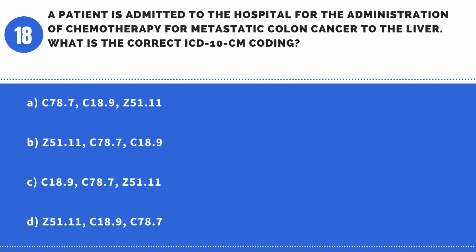Question 18. A patient is admitted to the hospital for the administration of chemotherapy for metastatic colon cancer to the liver. What is the correct ICD-10-CM coding? A. C78.7, C18.9, Z51.11. B. Z51.11, C78.7, C18.9. C. C18.9, C78.7, Z51.11. D. Z51.11, C18.9, C78.7.